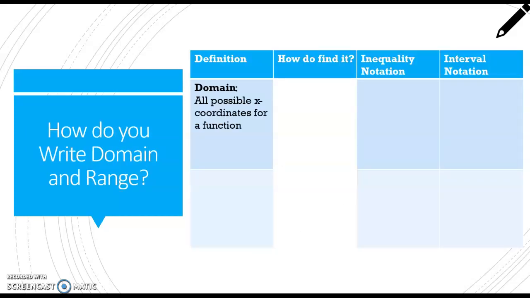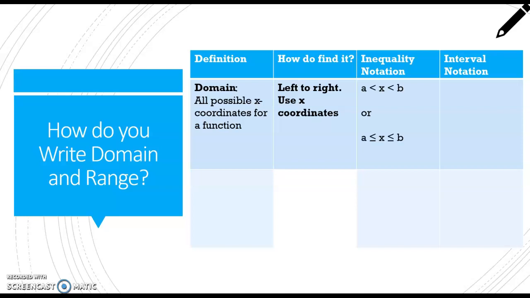This is something I would put in your notes, so please stop me when I'm done talking and you can go ahead and write stuff down. But first of all, the definition of domain is going to be all possible x coordinates for your function. The way you find it is you move your pencil from the furthest left to the furthest right, and you'll use x coordinates. You have to go from left to right.